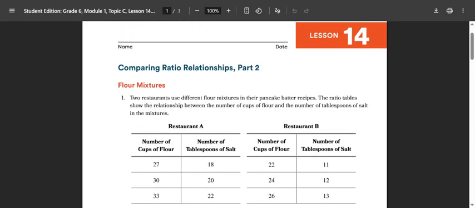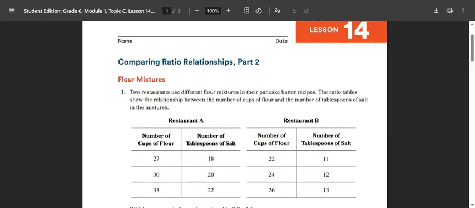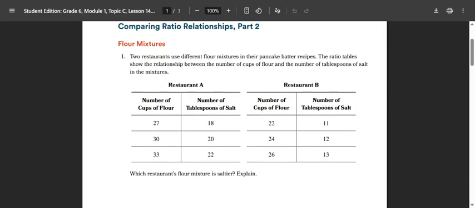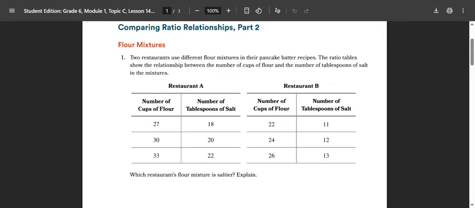Number 1, flour mixtures. 2 restaurants use different flour mixtures in their pancake batter recipes. The ratio tables show the relationship between the number of cups of flour and the number of tablespoons of salt in the mixture. Which restaurant's flour is saltier? Explain.